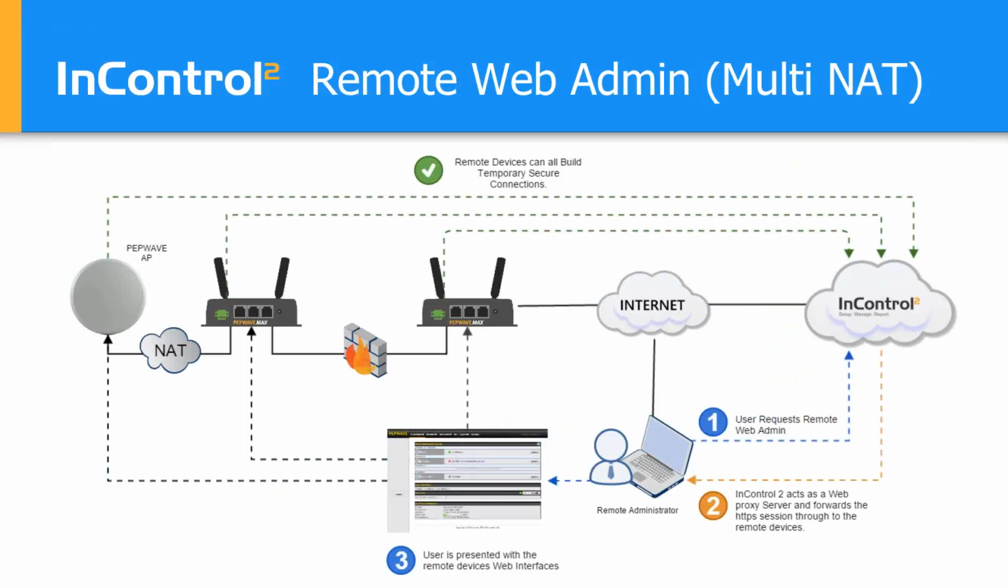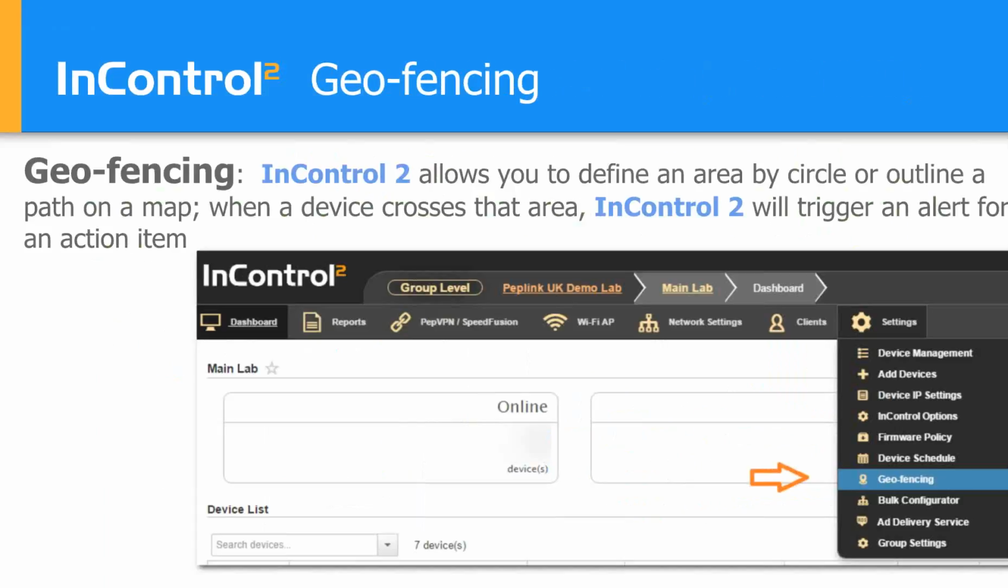Speaking of really cool ways to keep an eye on the gear, geofencing with our Max mobile devices. In Control 2 allows you basically to define an area, whether by a circle or just outlining a path on the map. And when a device crosses that area, In Control 2 triggers an alert to fire an action item off for usage.